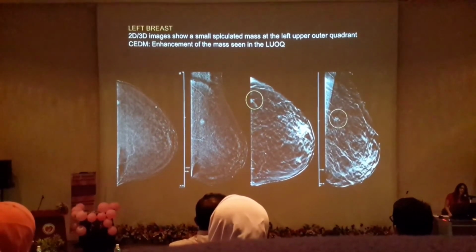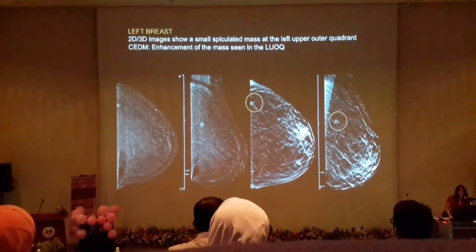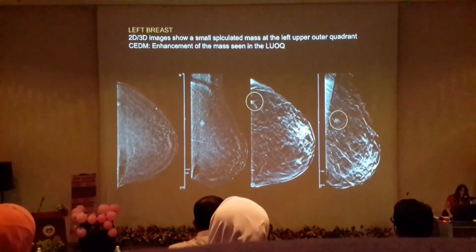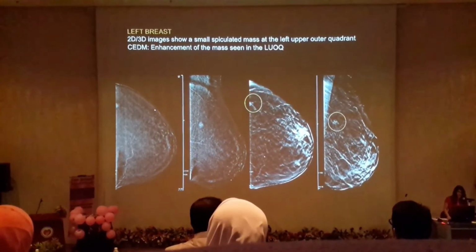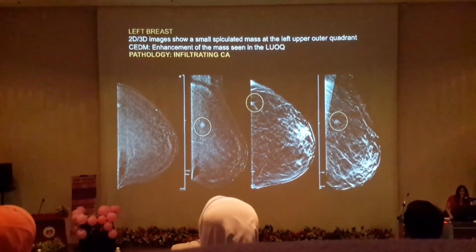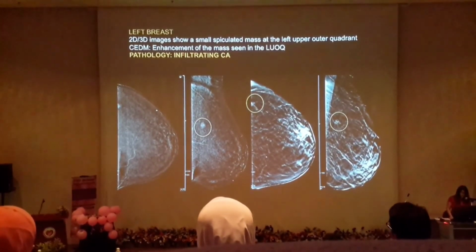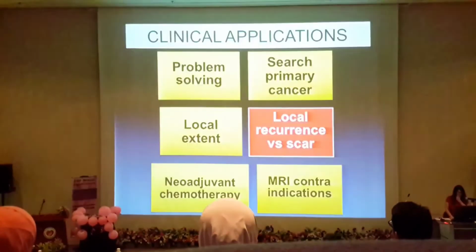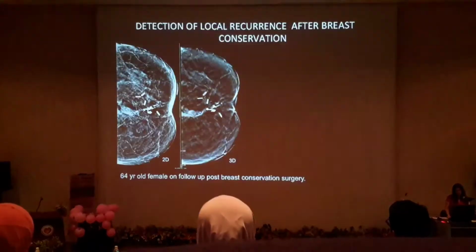So in these kinds of cases, we will measure how far the lesion is from the nipple, and we will do a very, very close second-look ultrasound to look for the lesion. And we found it, and it turned out to be an infiltrating carcinoma in the left breast as well. So, bilateral disease.